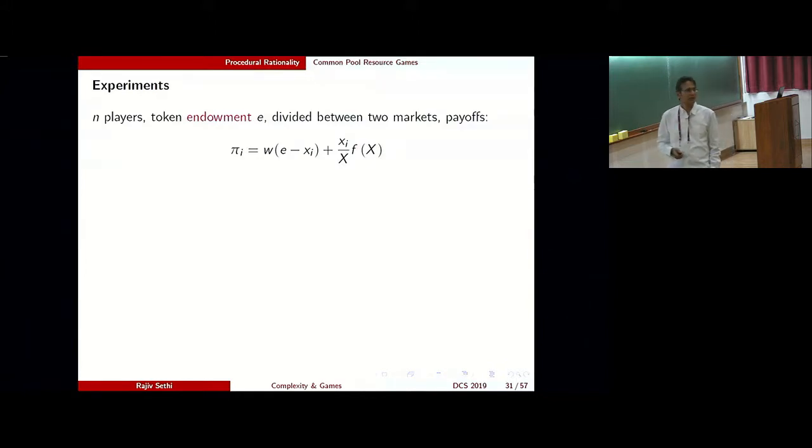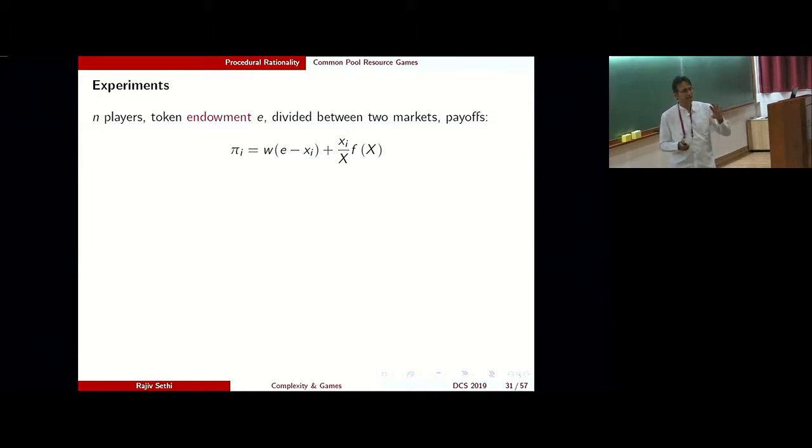So each person gets a total number of tokens, call it E, okay? And they can divide them between two markets. One market is a private market. Suppose Xi is 0, that means they're not extracting anything from the common pool resource. Then they're entirely putting all their time and effort into what you can think of as a private market, a regular labor market where they get a wage W. So for every token that they put into the standard labor market, they get W. So if they put all the tokens into this market, they'll get W times E.